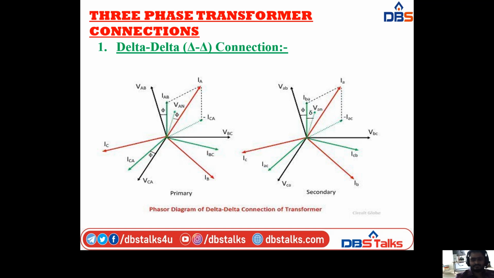Here the primary current, that is IA, is the combination of IAB and ICA. This is for the primary. Coming to the secondary, here also the current is lagging in nature with respect to voltage. The voltage phasor is taken as reference, that is VBC, and VAB is leading, and IB, ICB and IC and IAC are all lagging in the secondary. This is the phasor diagram of the delta to delta connection of a transformer.